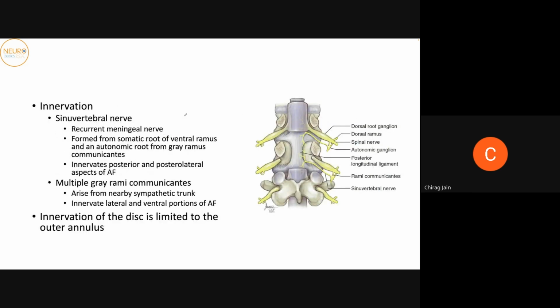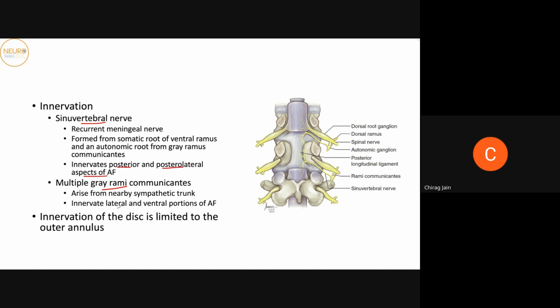The intervertebral disc is supplied by two types of innervation. One is the sinovertebral nerve, and the other is from the autonomic nervous system. The sinovertebral nerve is basically a recurrent meningeal nerve. From the ventral ramus of a spinal nerve, you get a recurrent branch which goes back to the intervertebral foramen and forms a sinovertebral nerve. This basically supplies the vertebral body, but it also supplies the intervertebral disc, but only the posterior and the posterolateral aspects of the annulus fibrosus.